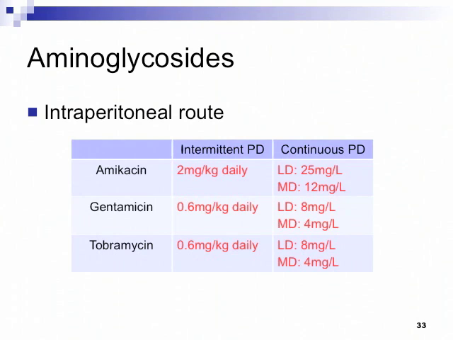For the peritoneal dialysis, it's kind of complicated. There's a difference between the intermittent and continuous. If the patient has continuous peritoneal dialysis, then the loading dose and the maintenance dose are different. And you see that for the continuous peritoneal dialysis, the maintenance dose is almost half of the loading dose.